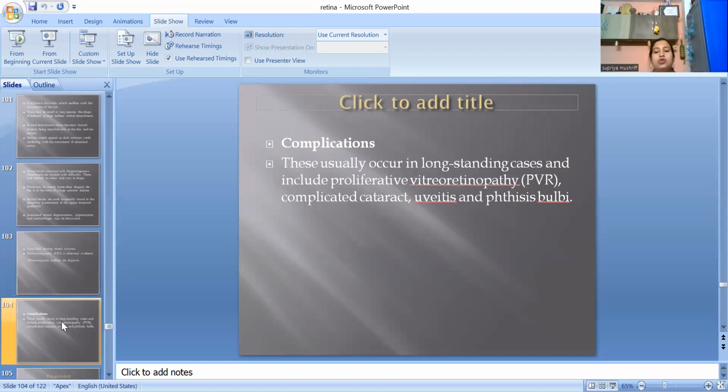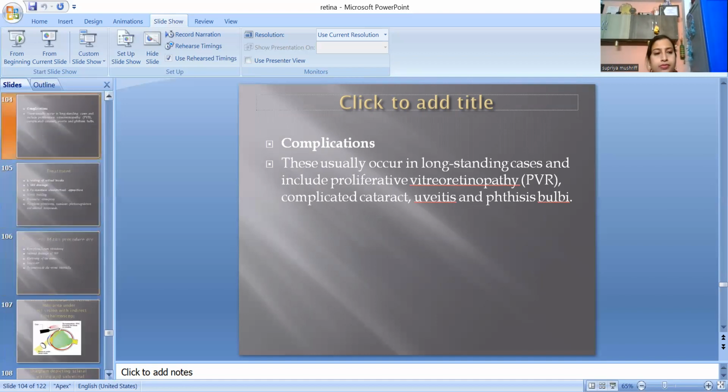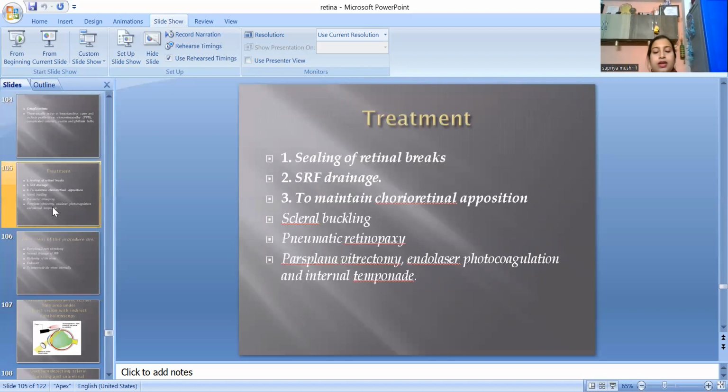Complications of RD usually occur in long-standing cases, and include PVR, that is proliferative vitreoretinopathy, complicated cataract, uveitis, and phthisis bulbi. Treatment of rhegmatogenous RD includes vitrectomy surgery followed by sealing of the retinal break with subretinal fluid drainage to maintain chorioretinal apposition. We can do scleral buckling, pneumatic retinopexy.